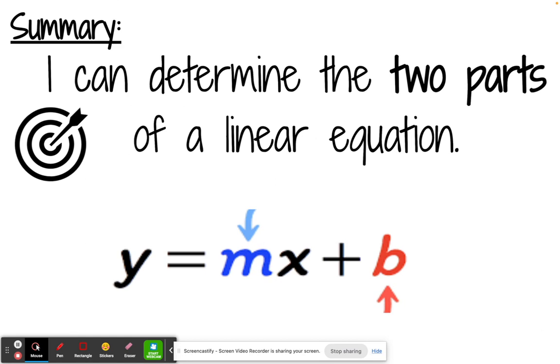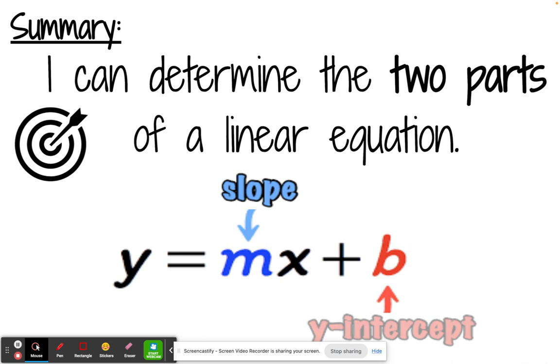So we have the two parts of a linear equation, our slope, that's m, and our y-intercept, that's b. So our equation for a line, a linear equation, one of them is y equals mx plus b. M being your slope, b being your y-intercept.